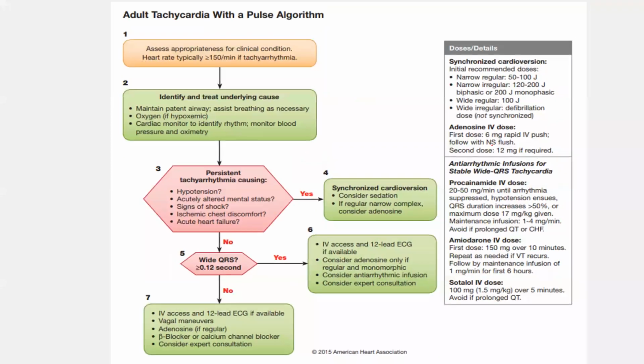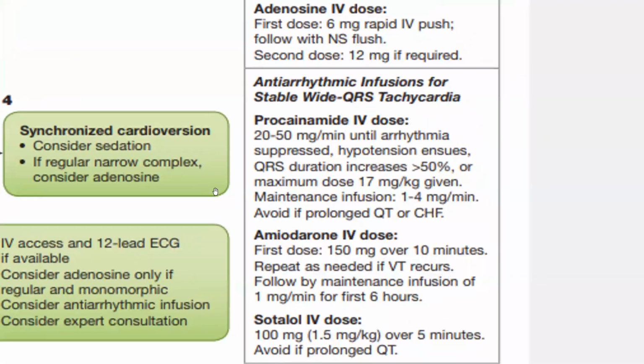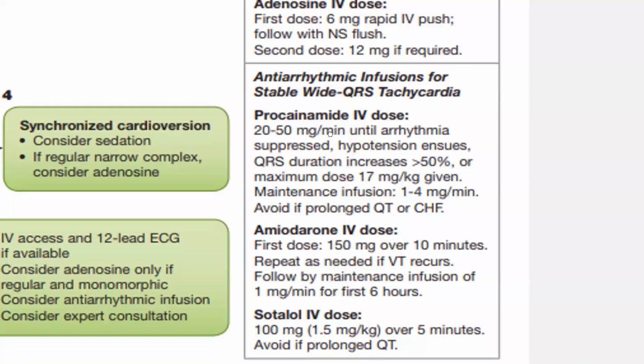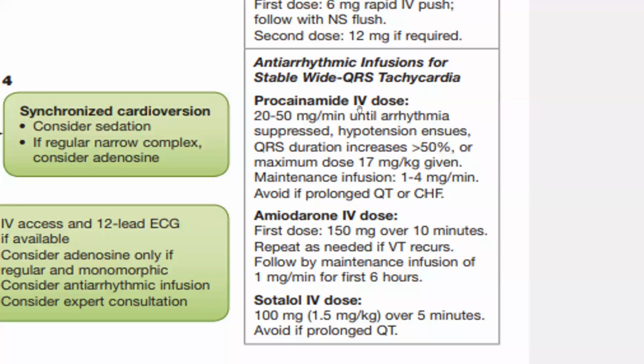These are the various forms of interventions that we're going to institute once we have a ventricular tachycardia. For anti-arrhythmic interventions for these patients, we can use procainamide as well as amiodarone, as well as sotalol as alternatives for the elimination of the arrhythmia.